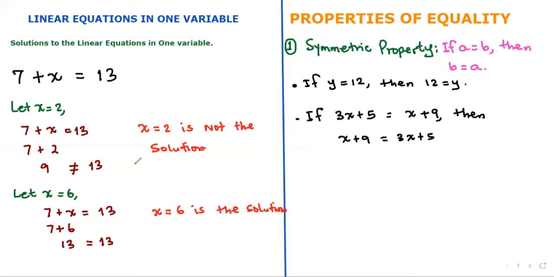Okay. Now let's have another property. Property number 2. This one is called the transitive property.